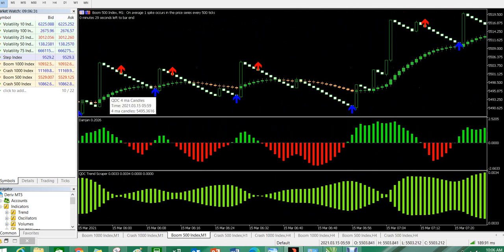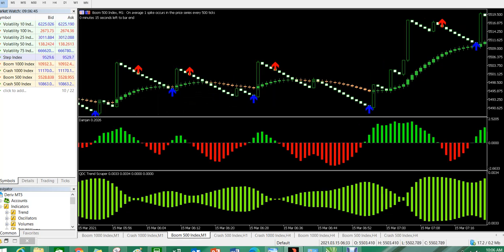Then on the main chart, the candle indicator is also showing us the exact trend of the market. That is why you are seeing the green candles, the brown candles. You can see it showing up there. Then we have our signals popping up. So how do we go about it?